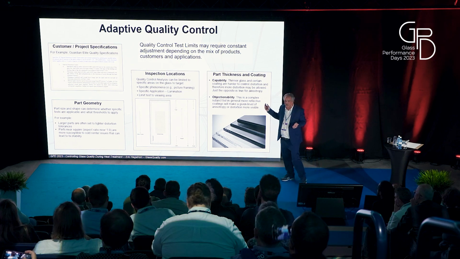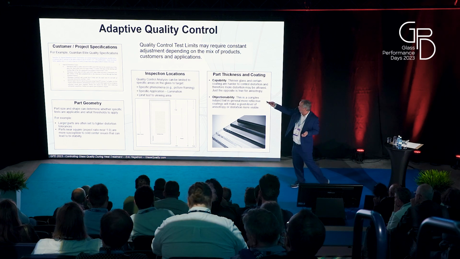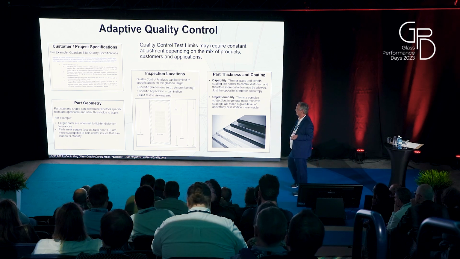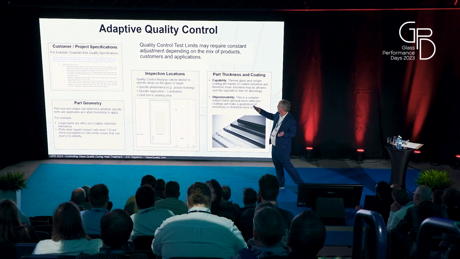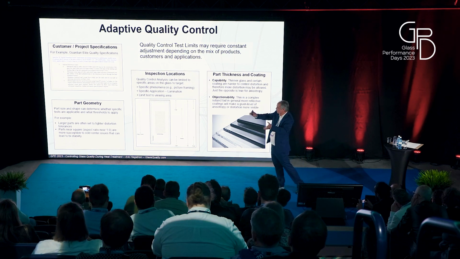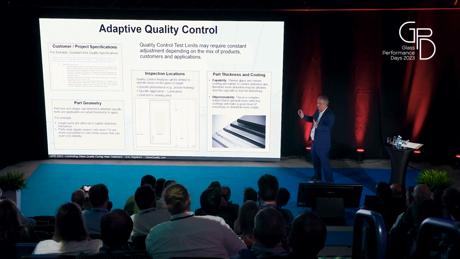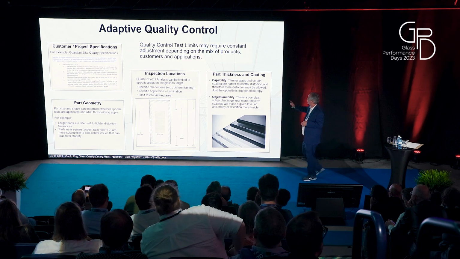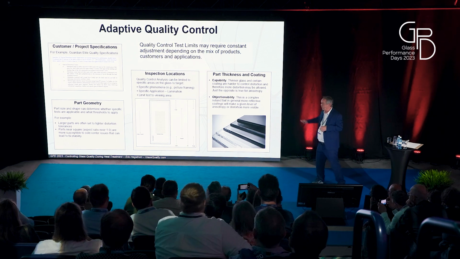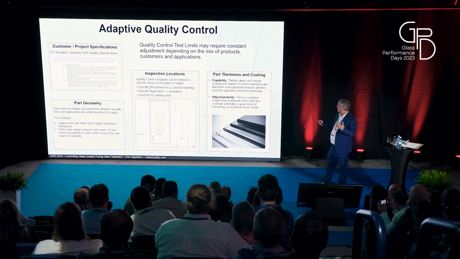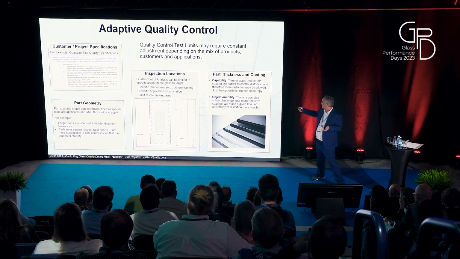Adaptive quality control. When you're running many different parts, you're going to want to change your quality control levels based on what your customer wants, what the project specifications are, what the part geometry is, because certain parts are more likely to distort in certain ways. The inspection locations on the part, if you want to limit it to the view area, and the part thickness and coating. And this is very important because this is something that's really coming to the forefront now. Thinner glass and certain coatings are harder to control, so there's a capability issue, and objectionability.